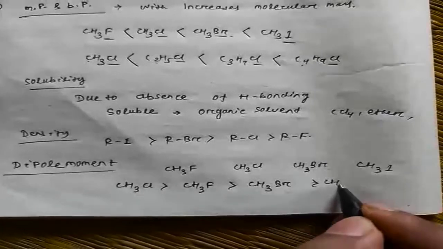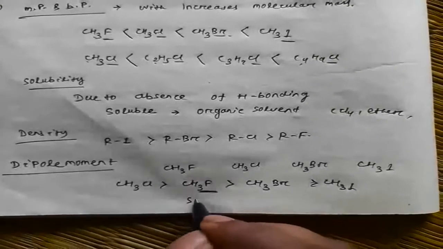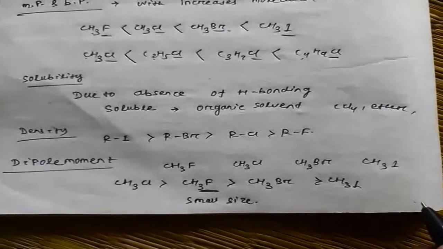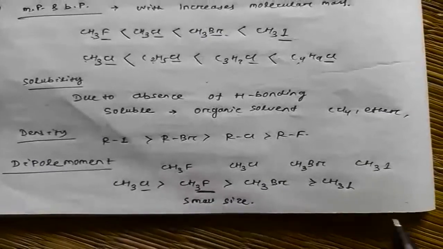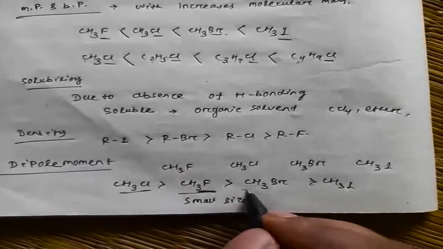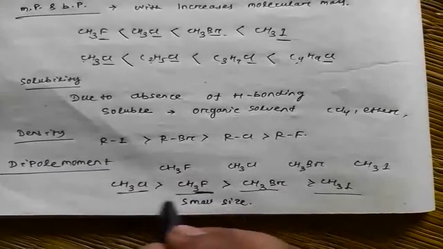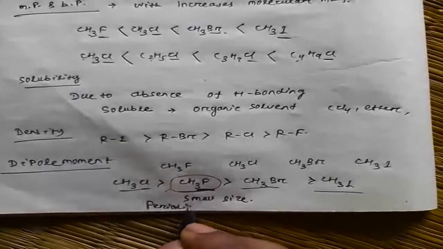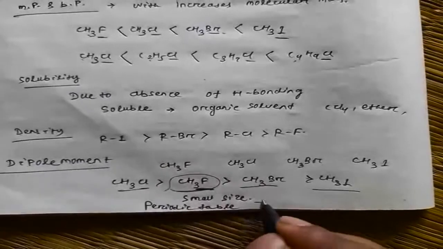This is because of the small size of the fluorine atom, it has less dipole moment than the chlorine atom. So the dipole moment order is CH3Cl, then CH3F, then CH3Br, then CH3I. This is discussed in the periodic table chapter of first year.